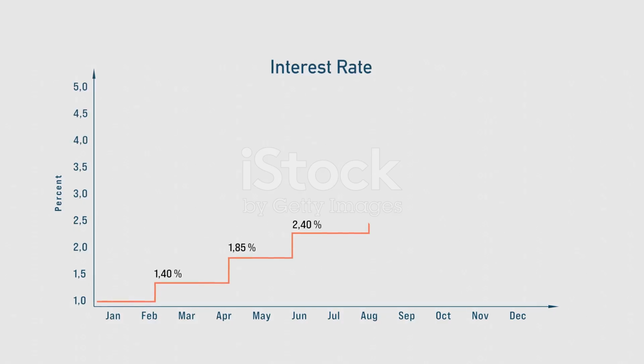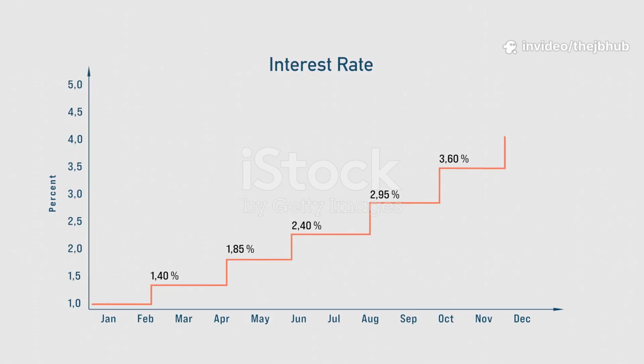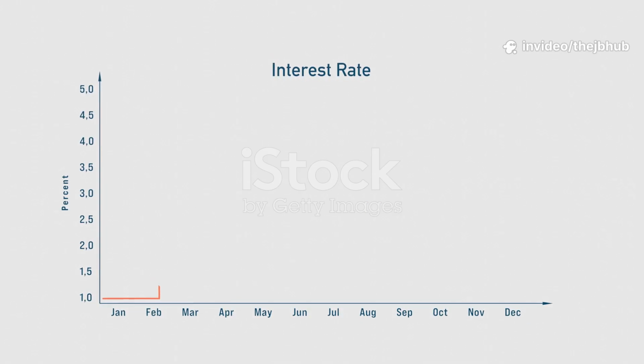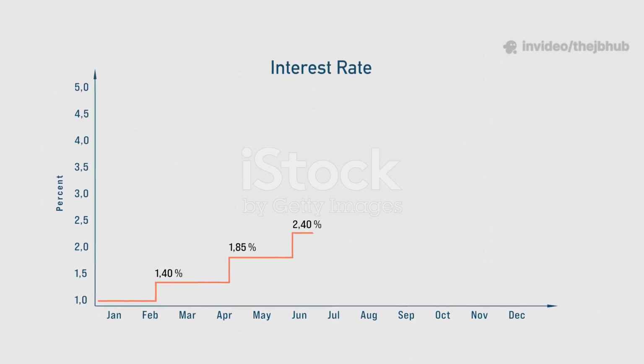An easy money policy increases the amount of money and lowers interest rates to stimulate the economy. Conversely, a tight money policy reduces the money supply and raises interest rates to slow economic activity and curb inflation.